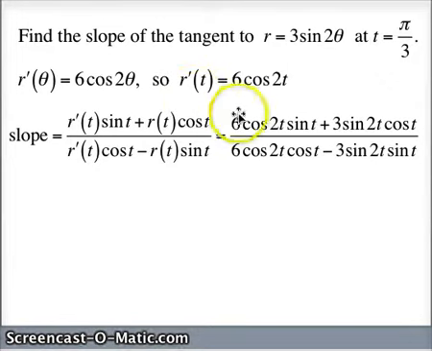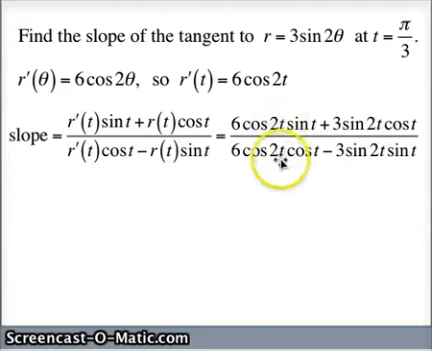So r prime of t now is 6 cos 2t times sine t plus, now what is r of t? Well, if r of theta is 3 sine 2 theta, r of t is just 3 sine 2t times cos t. In the denominator again, r prime of t, 6 cos 2t times cos t, minus r of t, again, r of theta, 3 sine 2 theta, r of t, 3 sine 2t times sine t. So this is what we need for our example to find the slope of the tangent line at t equals pi over 3. So now we have to just compute, replacing t with pi over 3 in 8 different places.